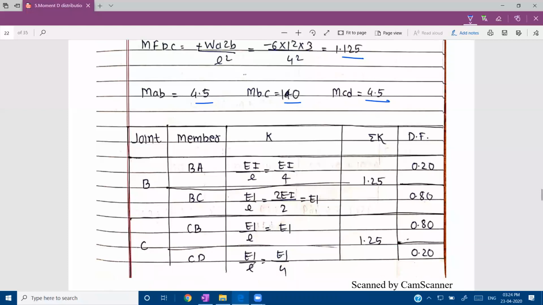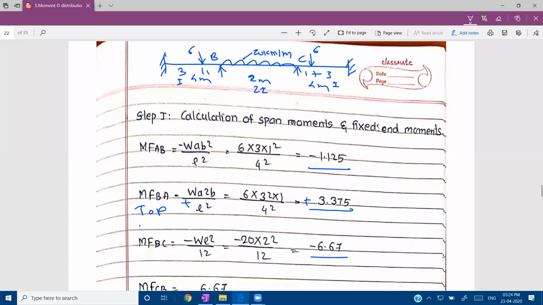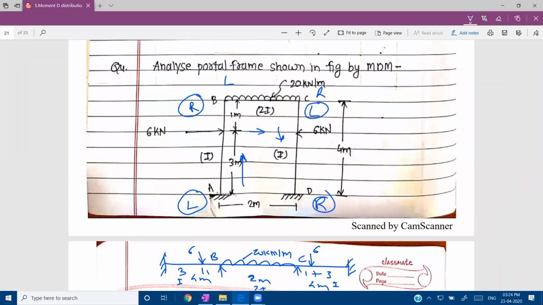Now for calculation of distribution factor for this portal frame, we cannot calculate distribution factor at joint A. At joint D also we cannot calculate, but at joint B and at joint C we can calculate. At joint B there are two members meeting, first BA, next BC. At joint C there are two members meeting, CB and CD. Now for BA at joint B, A will be far support which is of fixed type, therefore K is going to be EI by L.